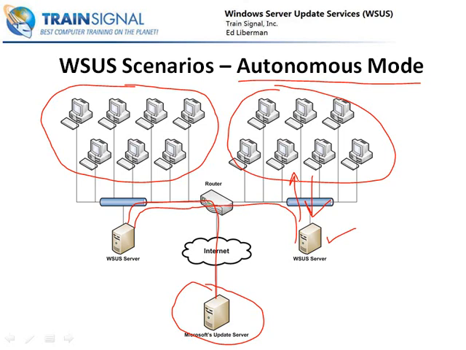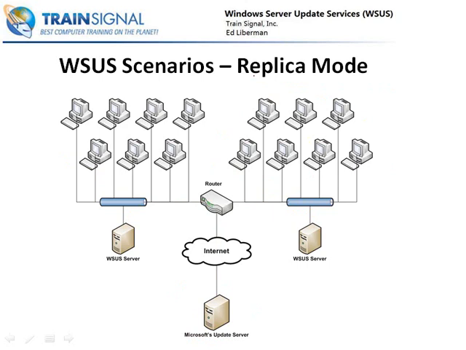Now, another version that is very similar to this would be in replica mode. In replica mode, everything works exactly as it works in autonomous mode. In other words, you have the one WSUS server who's going to go ahead and communicate with Microsoft's Update Server, and the other WSUS server is going to be a downstream server communicating with the first WSUS server, and each server will go ahead and service its own set of clients. The difference here is that this synchronization that goes from WSUS server number 1 to WSUS server number 2 is complete. It's complete with not only the updates, but the approvals and everything else.